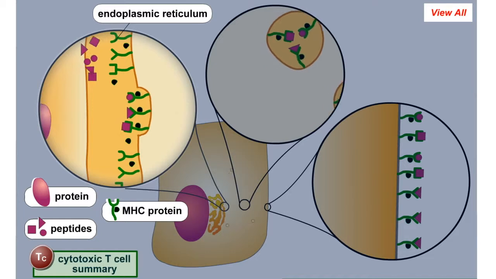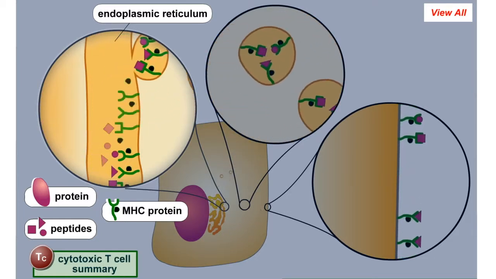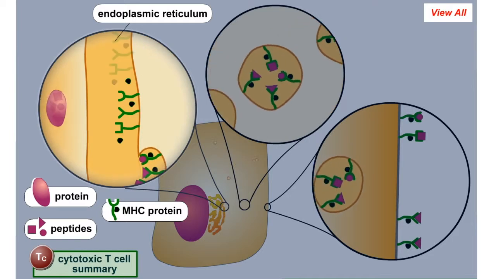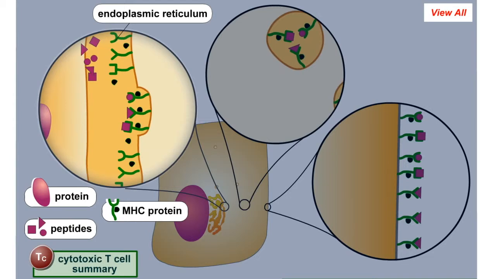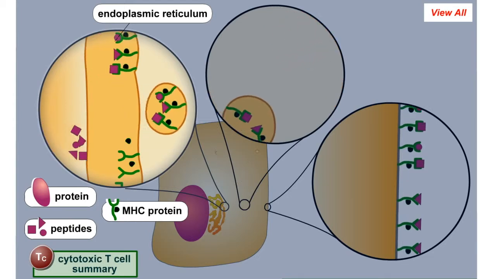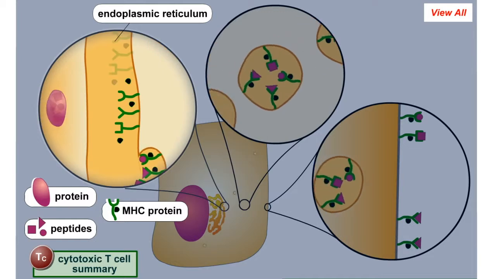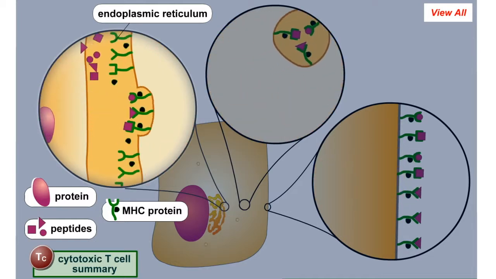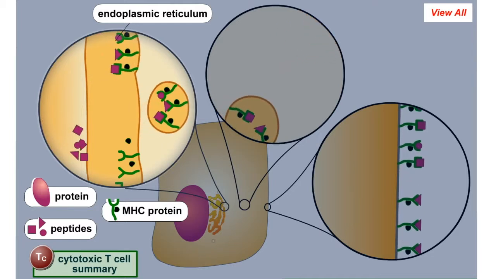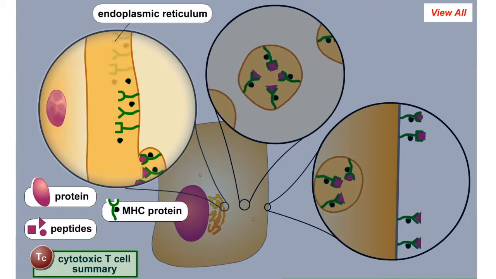Some of the protein molecules synthesized within most nucleated cells are digested into smaller peptides, about 8 to 10 amino acids in length. These peptides enter the endoplasmic reticulum and are loaded onto MHC proteins, which are products of a group of genes called the major histocompatibility complex. The vesicles containing the MHC peptide complexes bud off of the endoplasmic reticulum and are released into the cytosol.